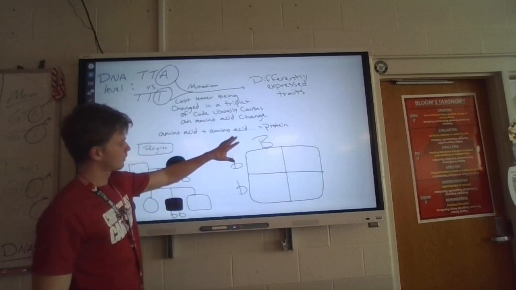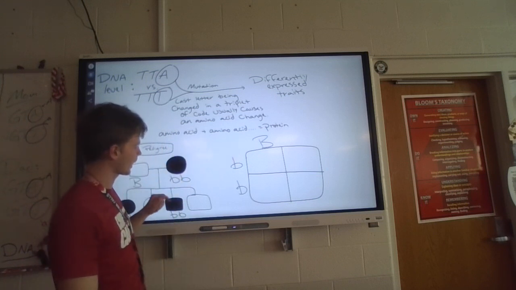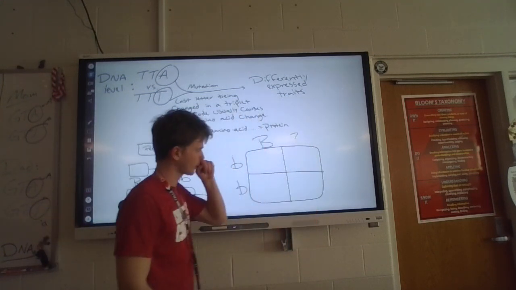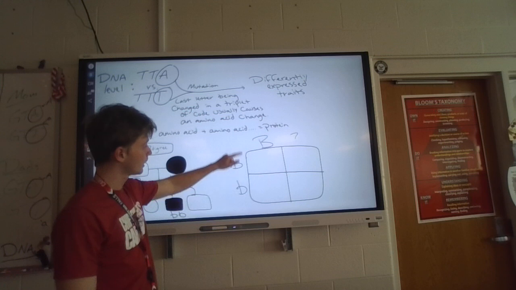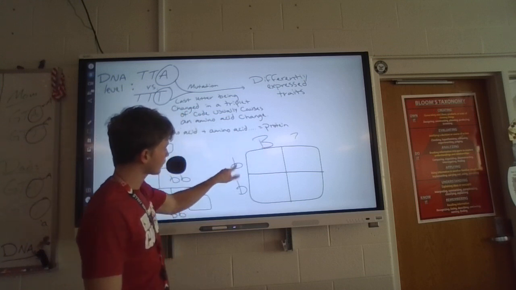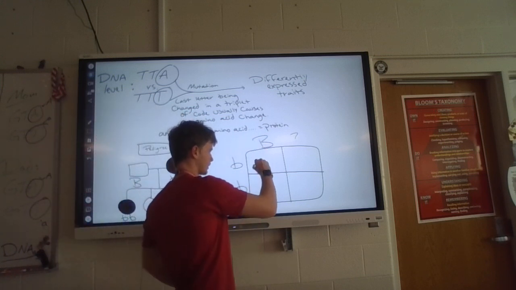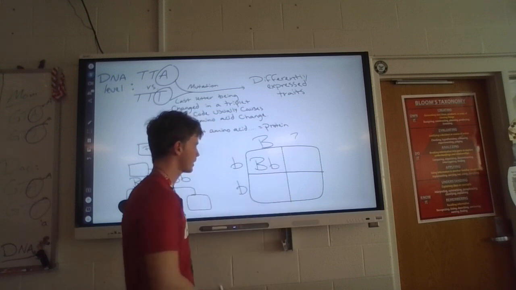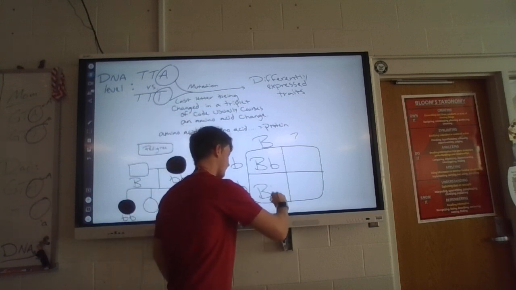So, based on the pedigree, I know I need to end up with offspring with little b. So I'm just going to put a question mark here. I'm going to leave it blank. Okay? And so, big B, little b, that means in this box right here, I'll put one dominant and one recessive B. And that will be the same case right here.